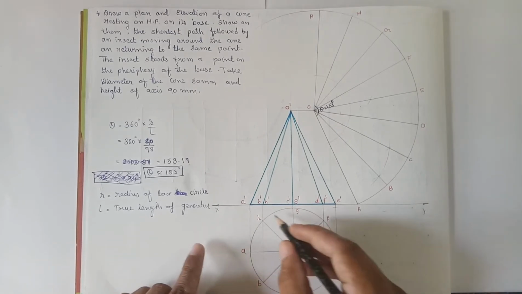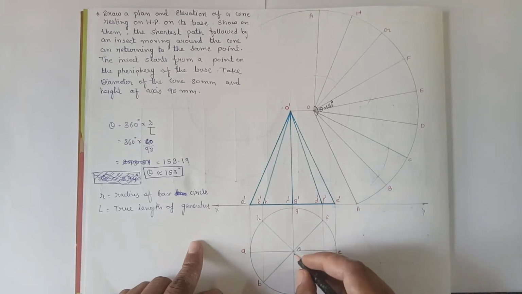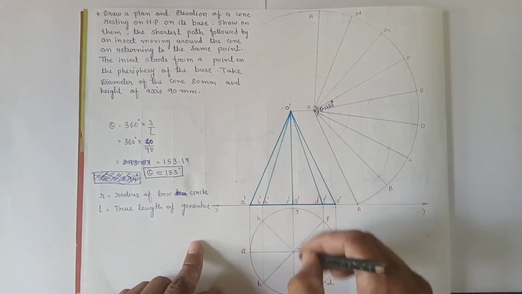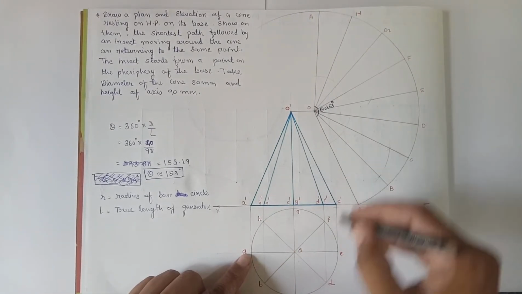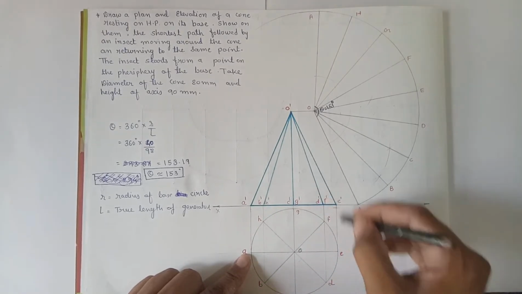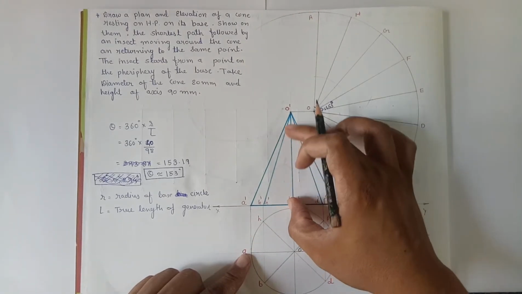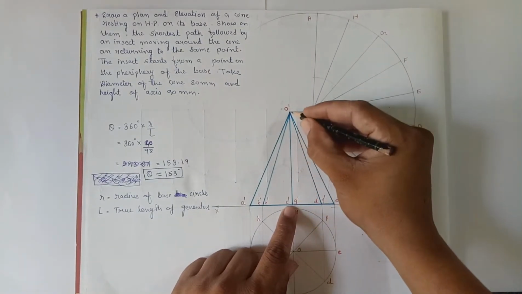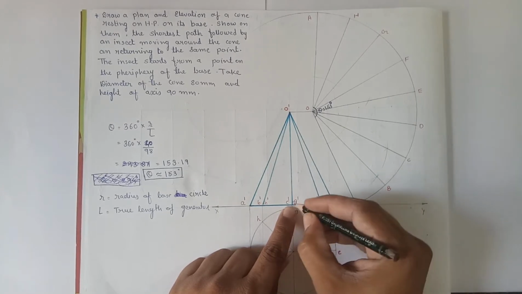Now join these points on the periphery of the base to the apex point. So OA, OB, OC, OD, OE, OF, OG and OH are the generators. Now project these points on the XY line: A, B and H, C and G, D and F, and E. This will be the base of the cone. Now measure the axis height, making sure it is 90 mm, perpendicular to the XY line.